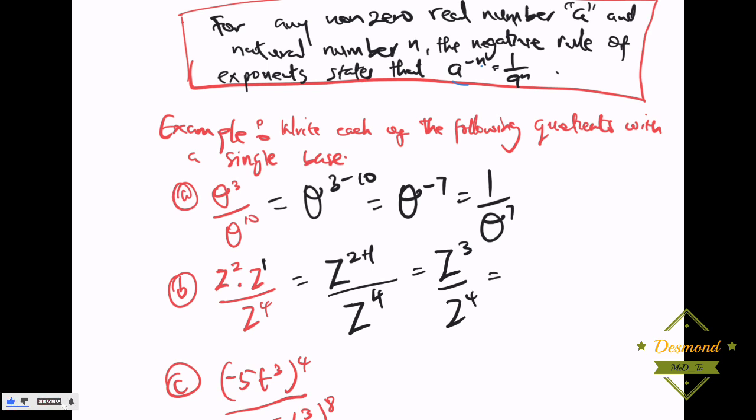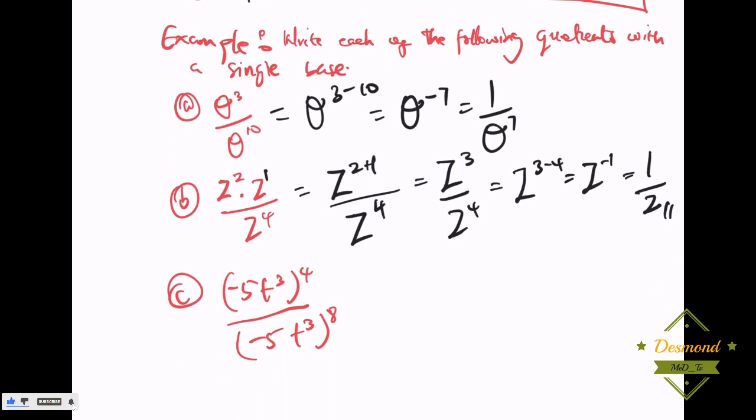Using the quotient rule, we have z exponent 3 minus 4, then we get z exponent negative 1. Then we have 1 over z. So this is our answer for B. I hope you got it. Now let's look at C.